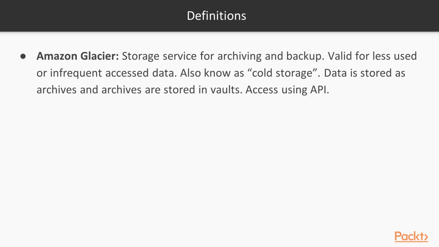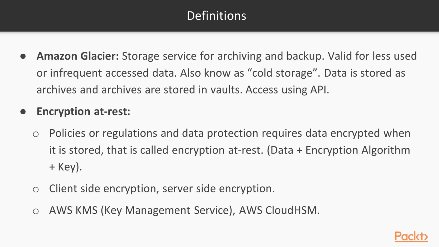So if we are going to store data in those services, we need to understand a little bit more about what encryption at rest is and why it's important. We know that there are many policies and regulations that make us protect our data and require the data to be encrypted when it's stored. That's what we call encryption at rest. So we have data, we have an encryption algorithm, and we have a key. And all together we can encrypt that data at rest.